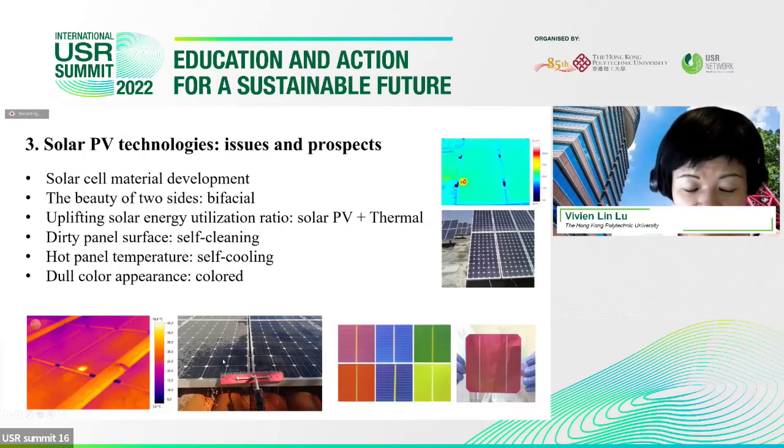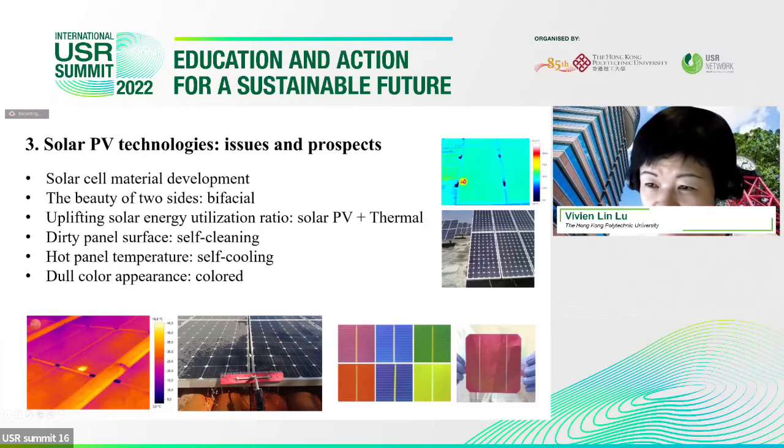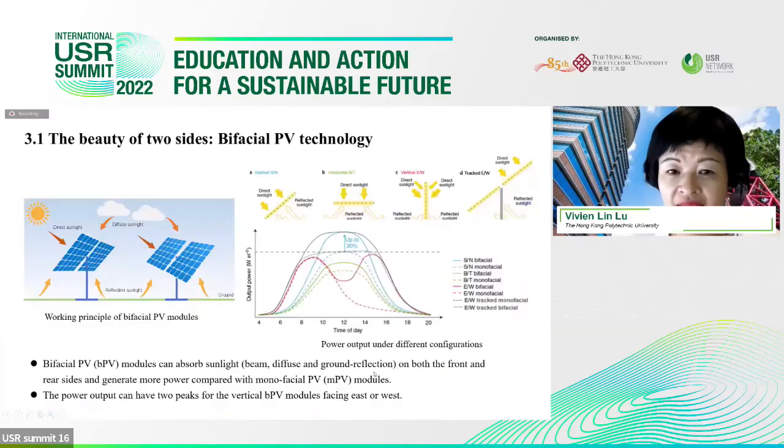If our PV modules in an outdoor environment become very dirty, sure, they can be self-cleaned. Even Professor Yan shared their self-cleaning modules. And also it is very hot, so we will think about whether we can provide passive cooling, self-cooling, with spectrum coating development. And also you think the colors are dull. Therefore, I think one future for building integration is color solar PV technology.